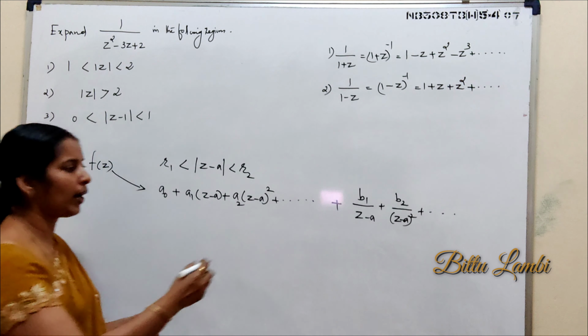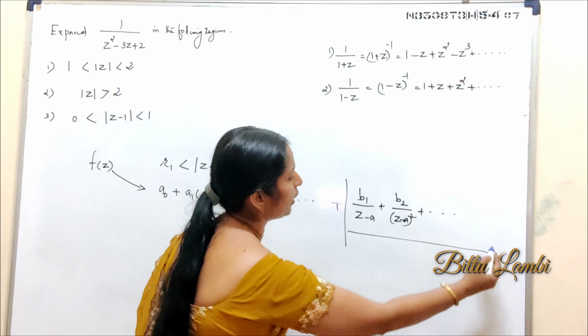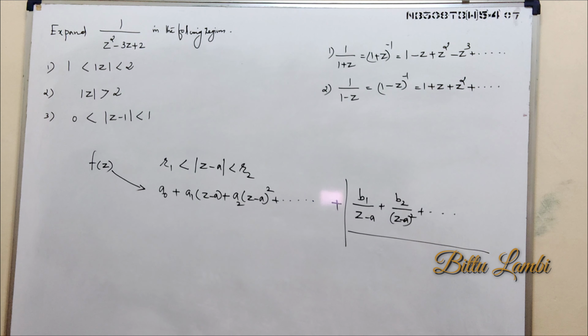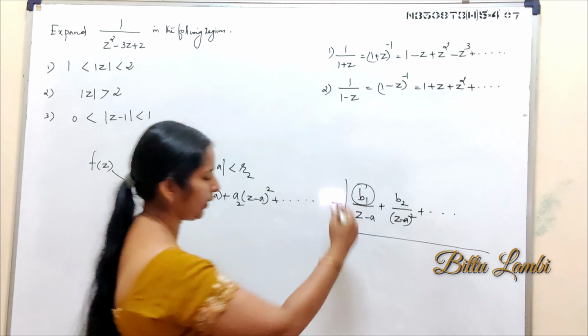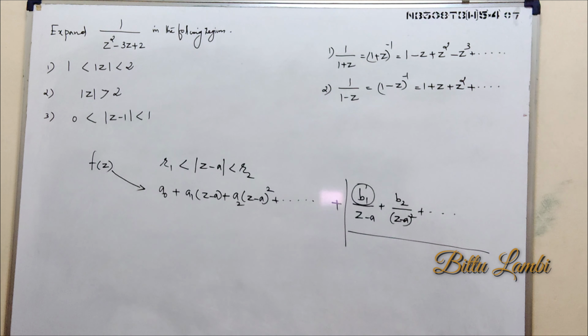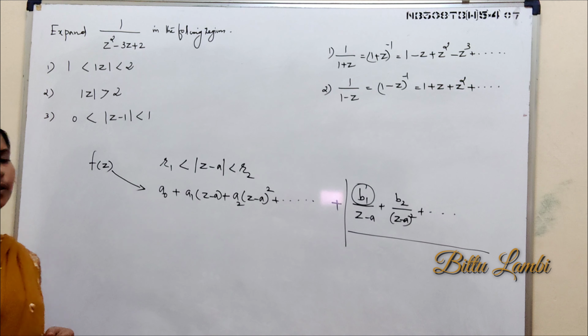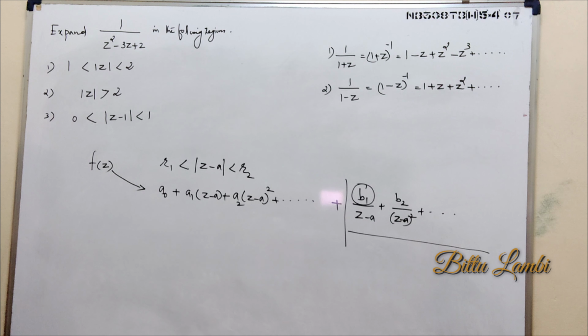This part is known as its singular part or principal part. And here, this b1 has some importance. If a is a singularity of f of z, then b1 is the residue of f at a. That is not part of our Laurent series, but b1 has some importance, I just mentioned. Let me answer the question.